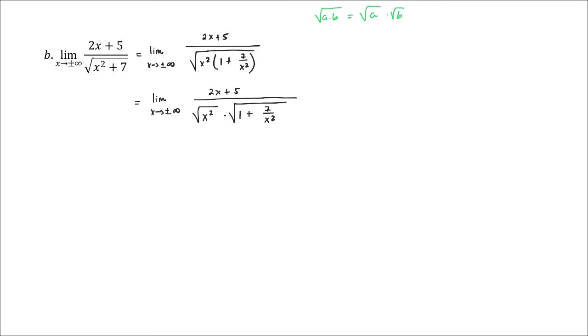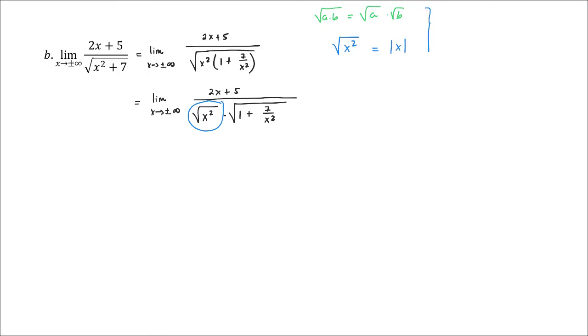So this is now a step where I want to say something about the square root of x squared. I'm hoping that you remember from grade 11 mathematics that the square root of x squared doesn't just equal x. It's actually equal to the absolute value of x.